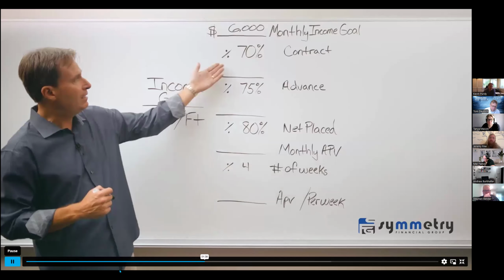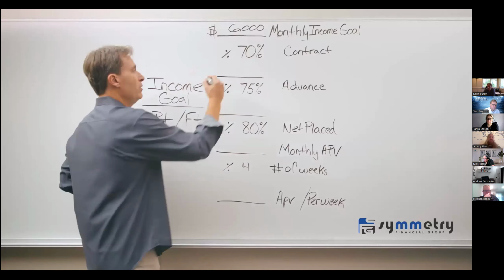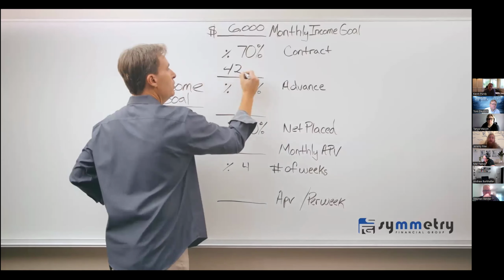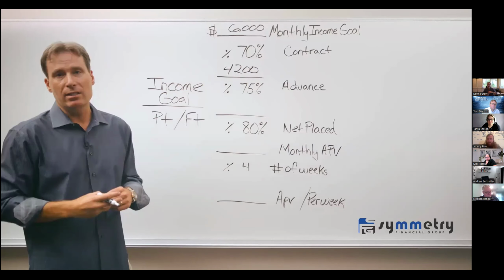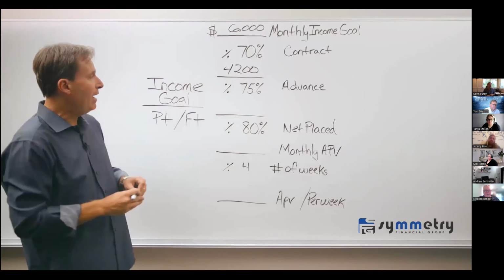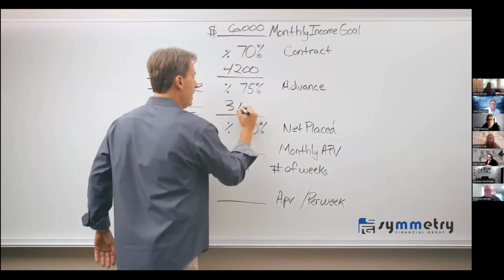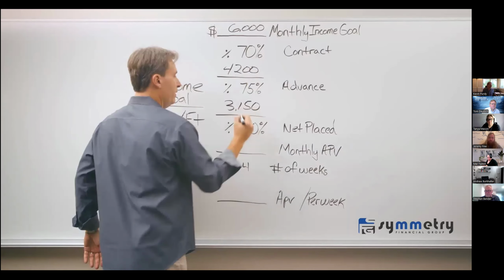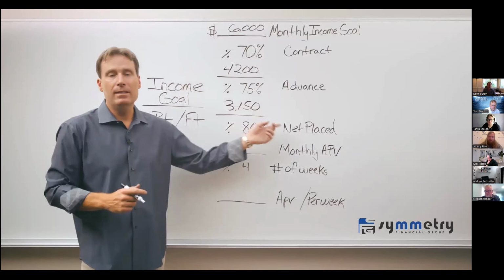So what's 70%? You take that against your income goal, which gives you $4,200. Divide that by the advance your insurance company pays you, which is 75%. So 75% into 4,200 gives us $3,150.